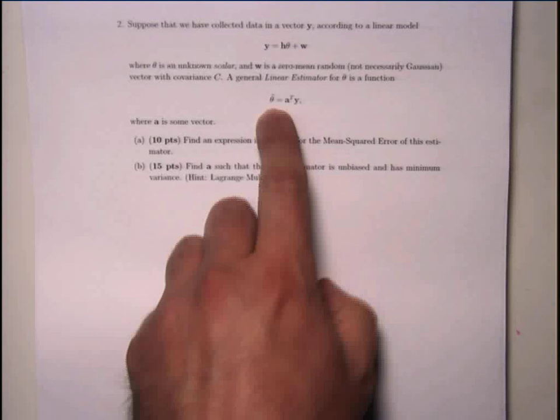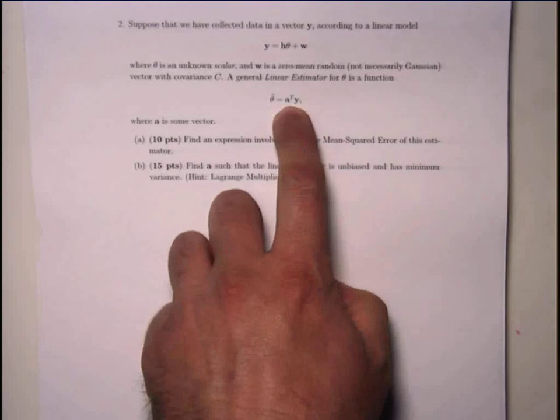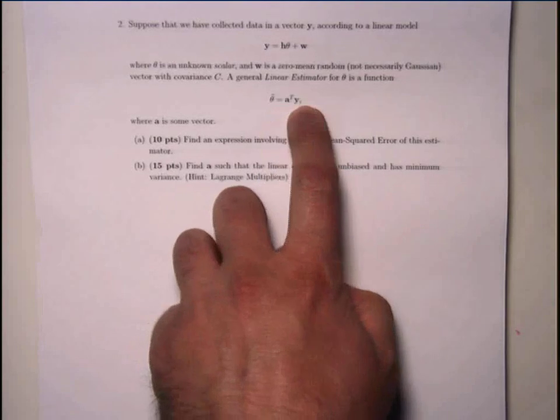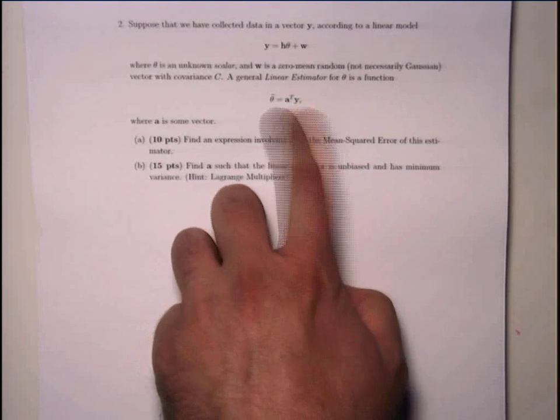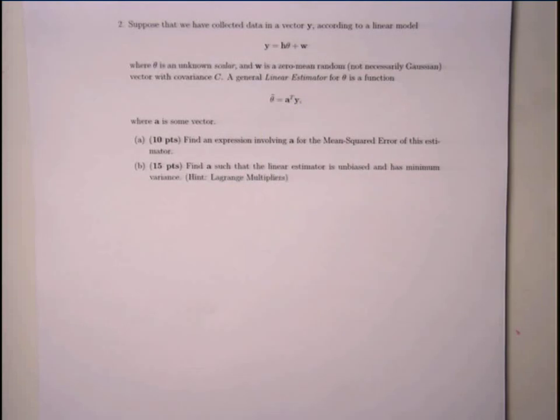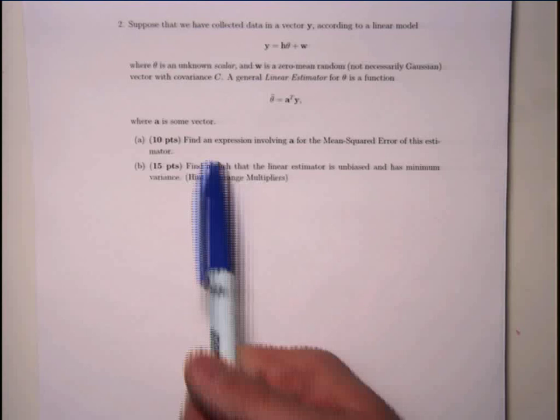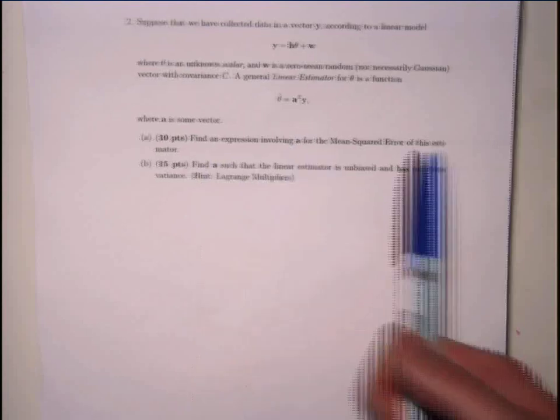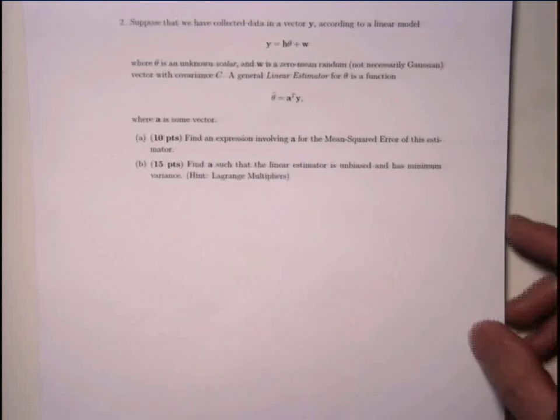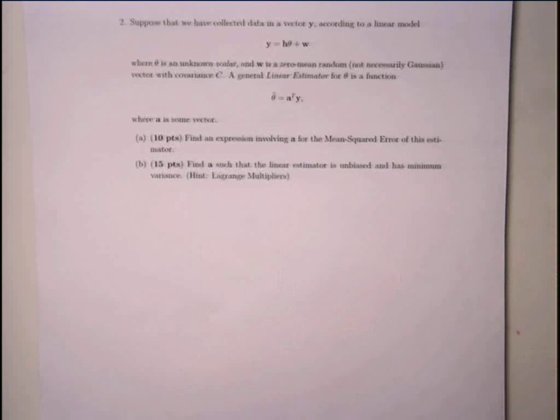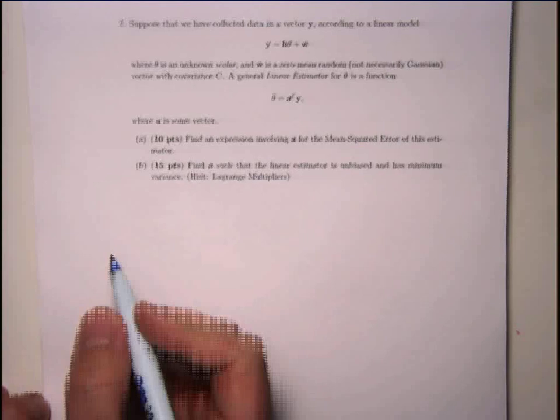Theta hat equals some vector a times the vector y. It's the inner product of some vector a with y. Now what you want to do is to find an expression for a so that the mean squared error of this estimator, find the mean squared error as a function of the a which we're trying to discover. Okay?